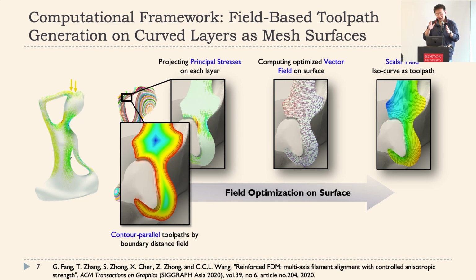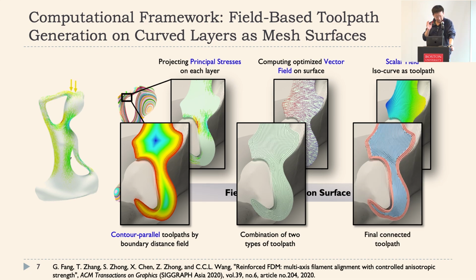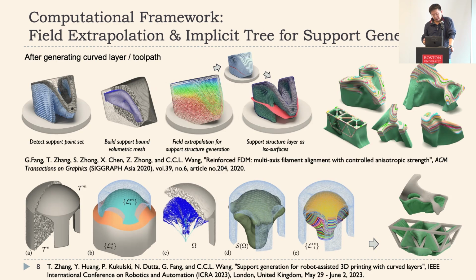We then combine these toolpaths with the boundary toolpaths. If you want very nice surface quality, you wish to have toolpaths generated on the boundary following the boundary. So we use the boundary distance field and mix them together, and then we are able to generate the final toolpaths. Okay. And then, what about the supporting structures? How are we able to generate that?